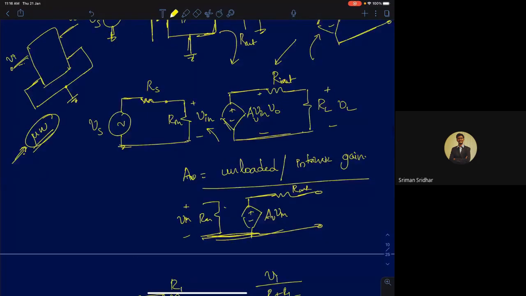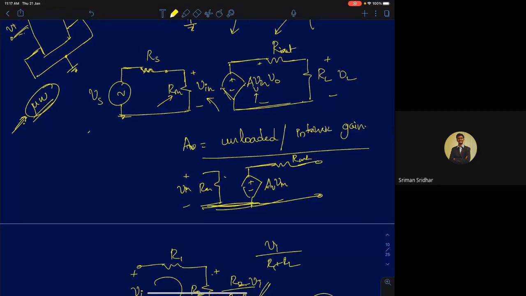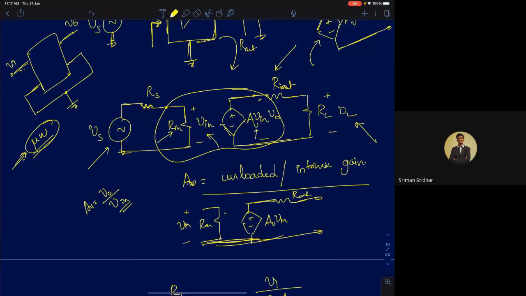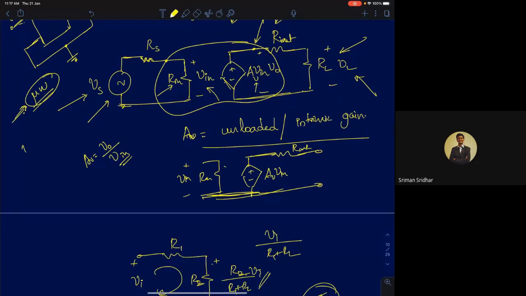Now I'll define these individual terms in more detail, and you will also understand why we need Rin and Rout. So let's derive the overall expression. See, Vs is the input, VL is the output. What is AV? AV is the gain from this point to this point, the node voltage V0 divided by V in. There is an internal node in the amplifier. But we are interested in finding out from the input source Vs to the load voltage VL. So we are supposed to find load voltage divided by the input voltage Vs.